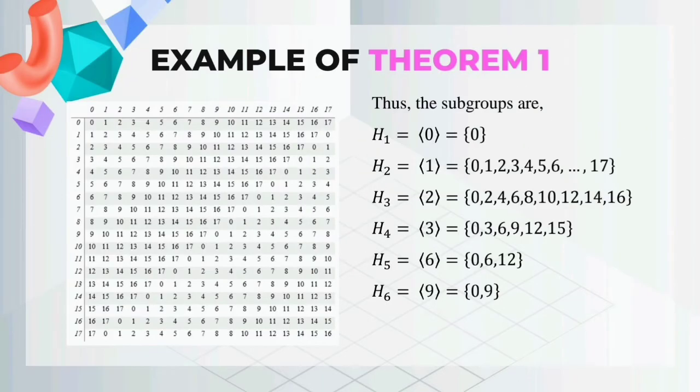We will construct a table under addition for the integers modulo 18. There are 6 subgroups that are generated by 0, 1, 2, 3, 6, and 9. And notice that every subgroup will have an identity element. Then we will identify the elements of every subgroup generated by 0, 1, 2, 3, 6, 9 by using the addition table for the integers modulo 18 that we constructed just now.